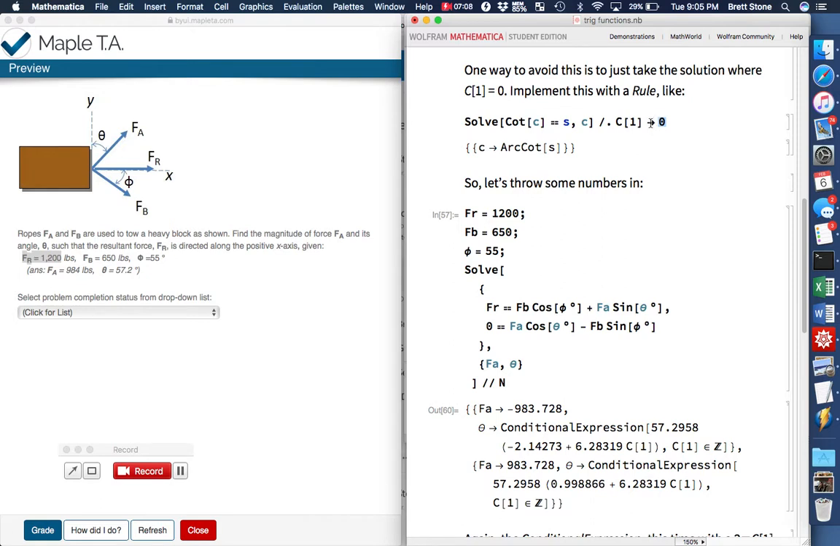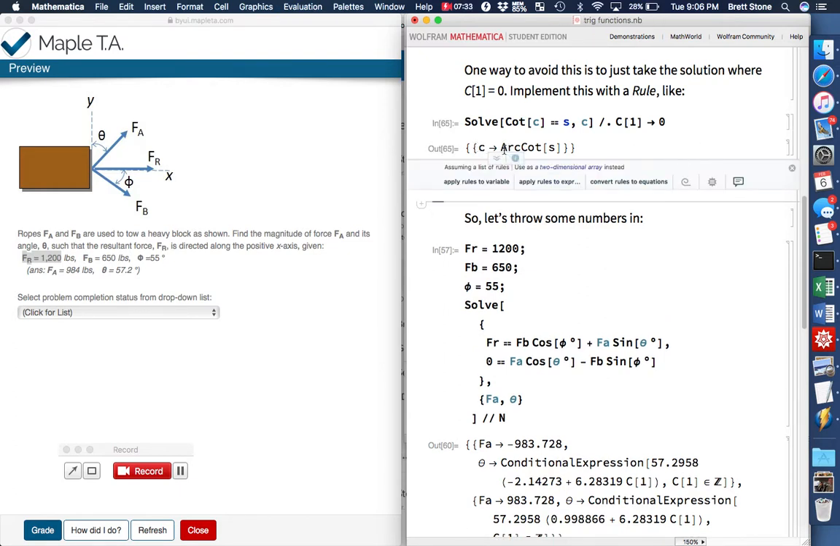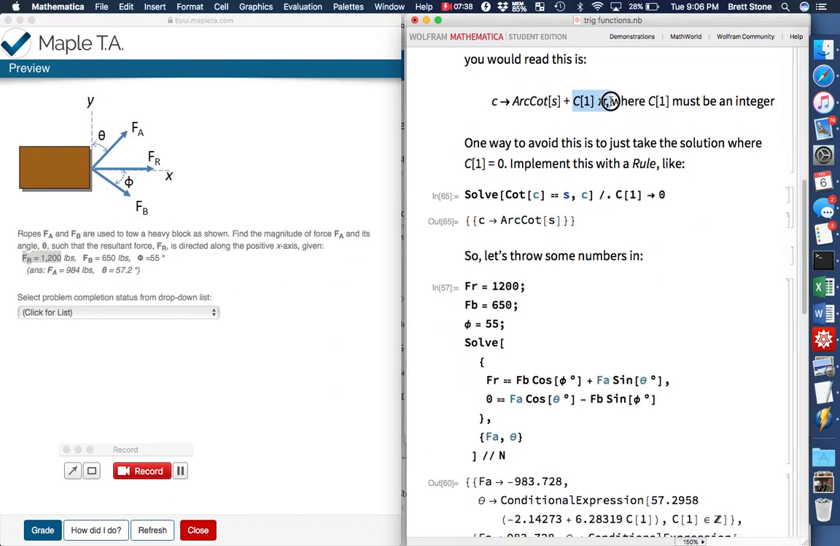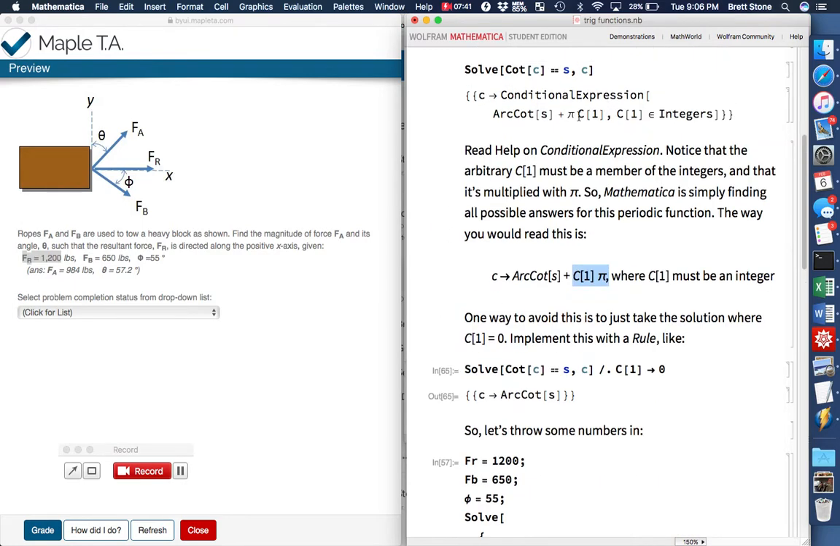And just to note, this arrow symbol, the way you write that in Mathematica is a dash, like next to your 0 on your keyboard, and then the greater than symbol, so shift period. And then if I hit enter, that would be the arrow symbol there. So if I do that here, then that gives me C is equal to just arc cotangent of S. So you notice we got rid of all this because 0 times pi is 0. So it's just arc cotangent of S.